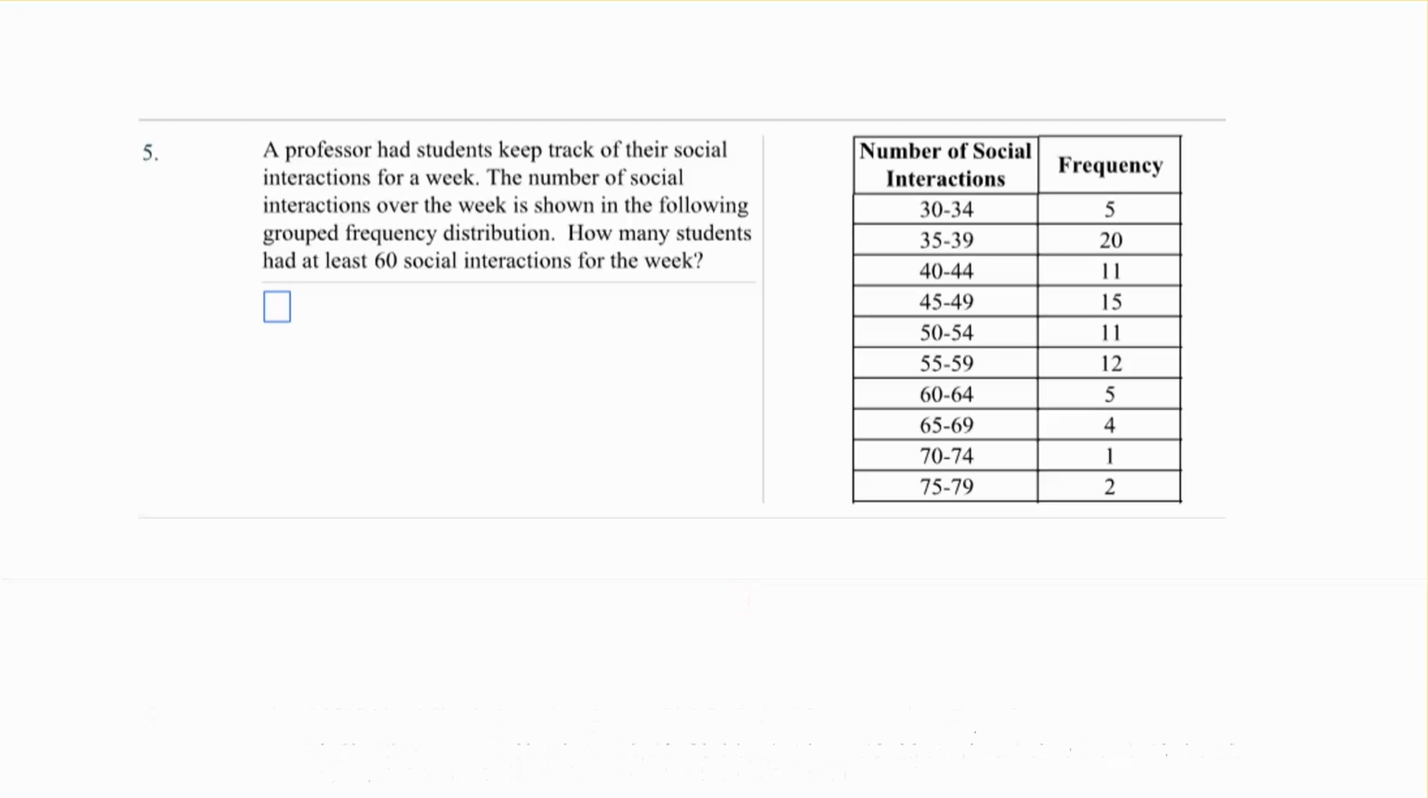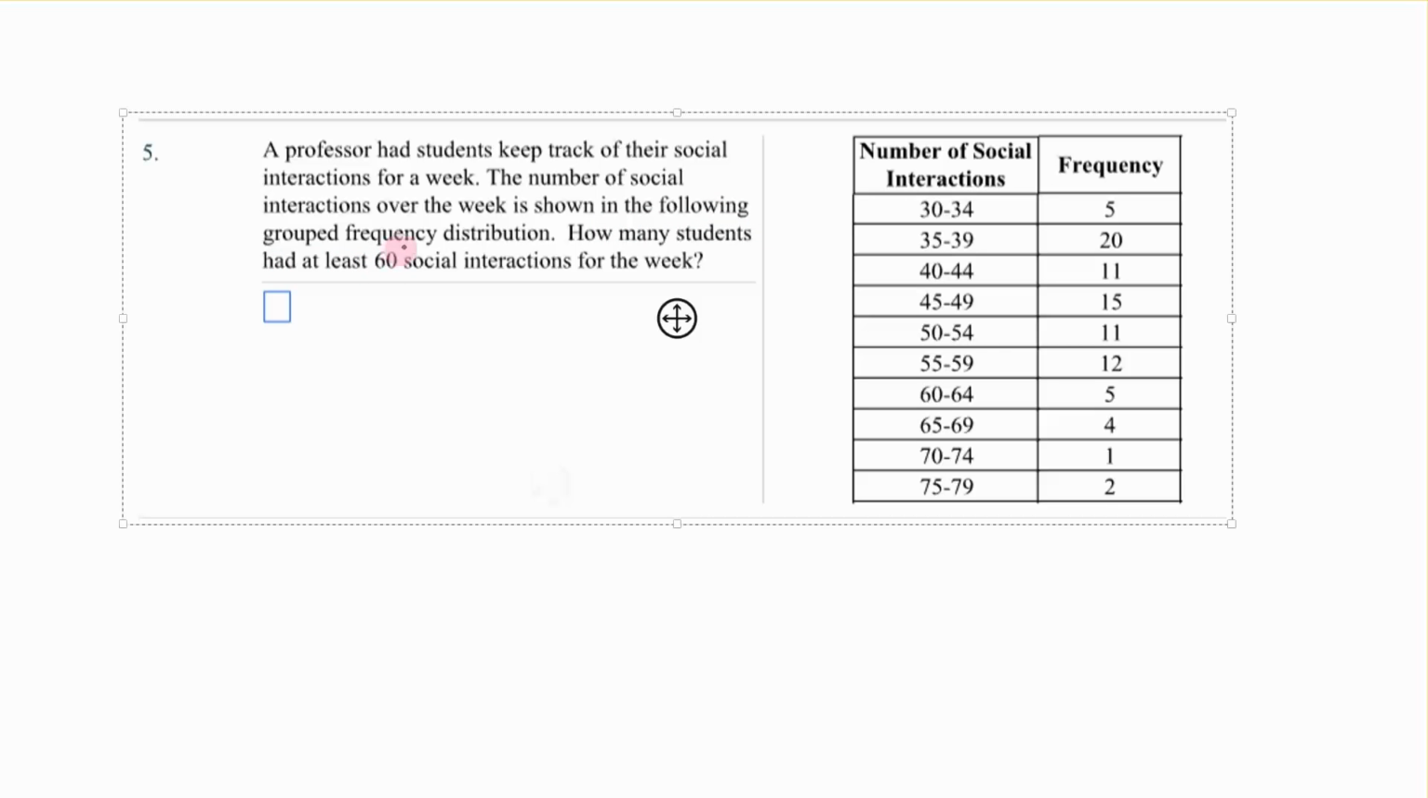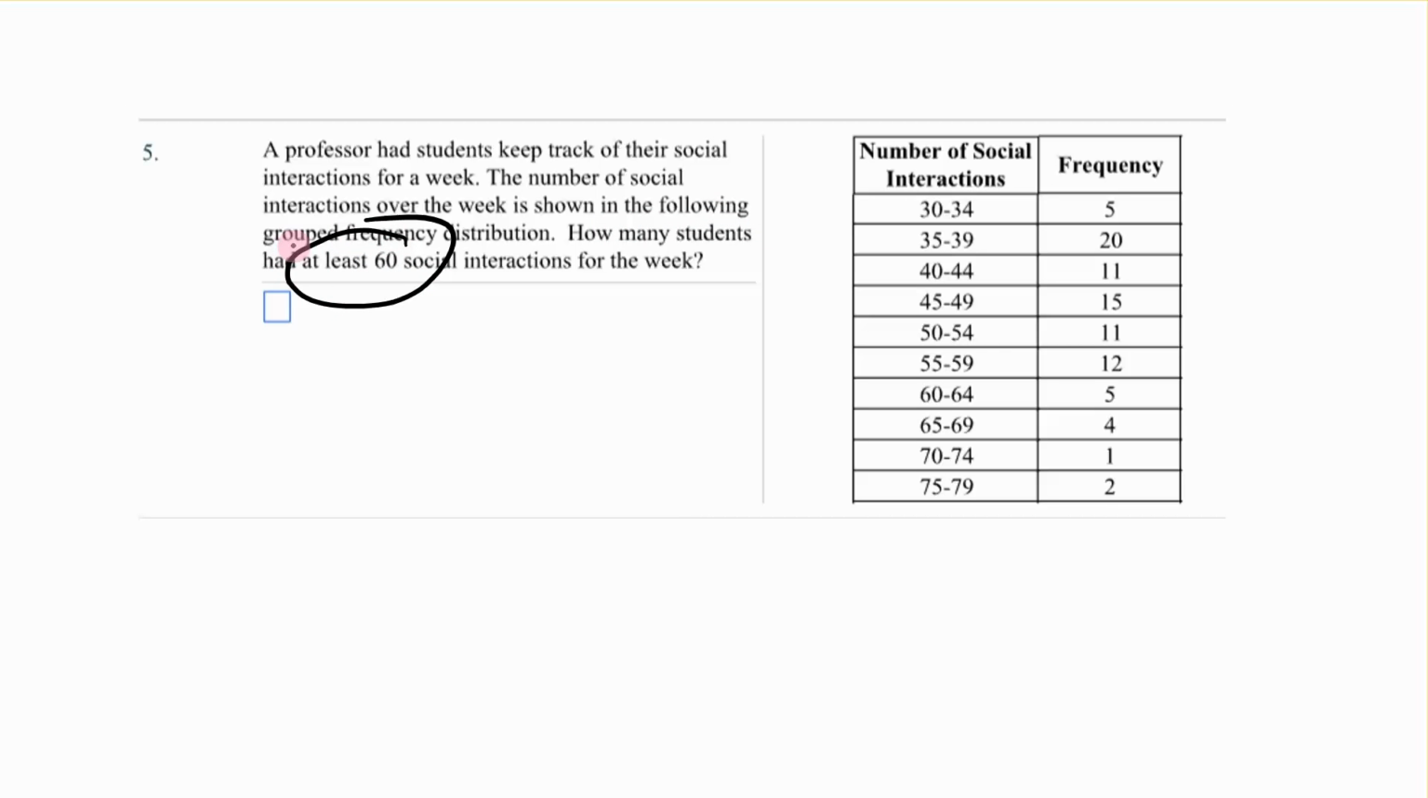Number 5. A professor has students, okay, same thing. Let's go to the question. How many students had at least 60 social interactions for the week? Now, if you have 60, you have at least 60. All right, so looking here at my number of social interactions, this person had 5. I'm sorry, 5 people had these. 4 people had these. 1 person had these. 2 had these.